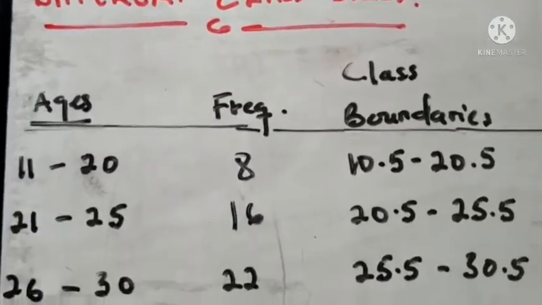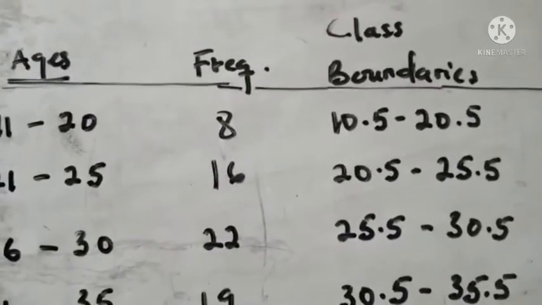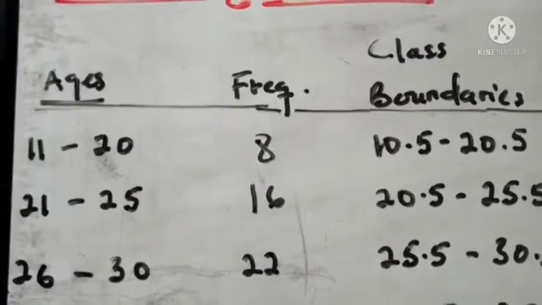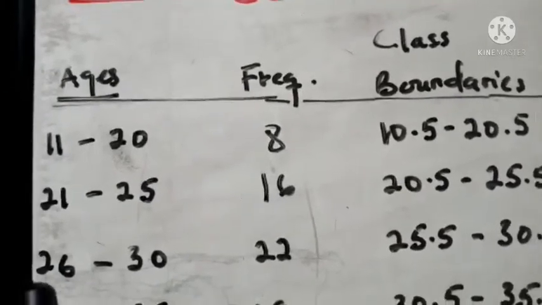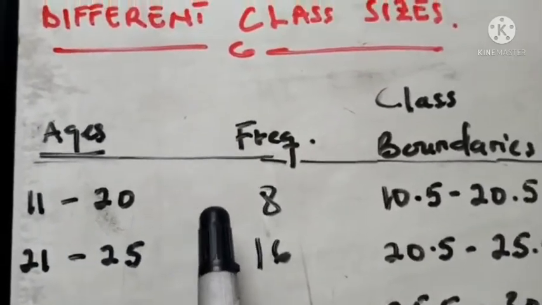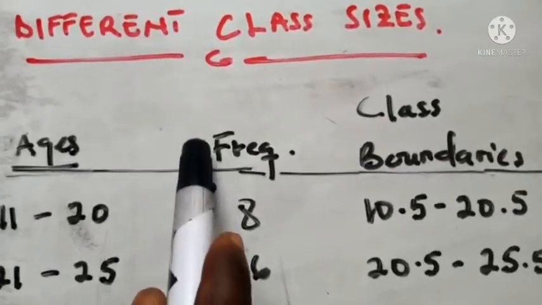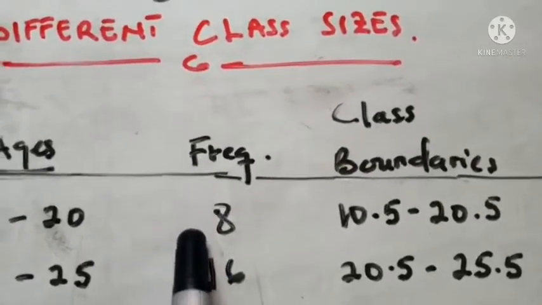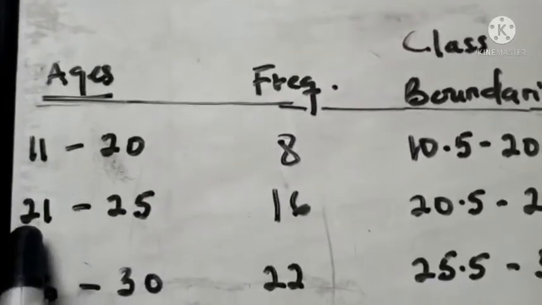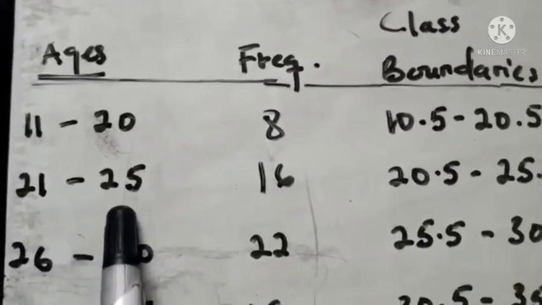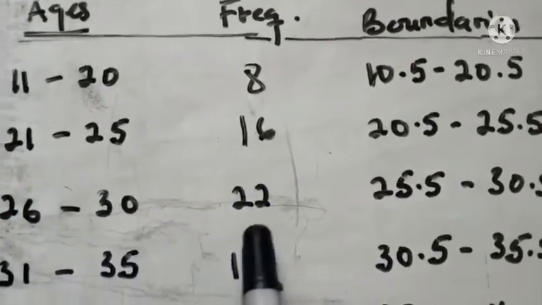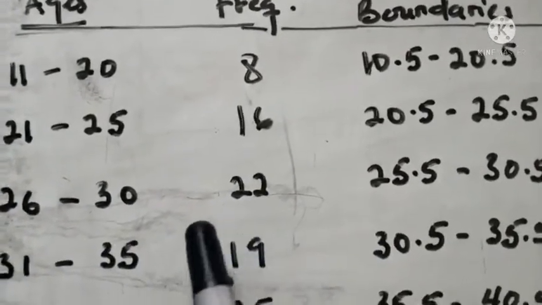So let's see exactly what a histogram looks like and how we can use it to answer the question. From the question, we have the ages of the patients. The patients from 11 years to 20 years, how many are they? They are 8. This is what we call frequency. How many are they? They are 8. And people from 21 to 25, they are 16. The 26 to 30, they are 20, 22, and so on and so forth.